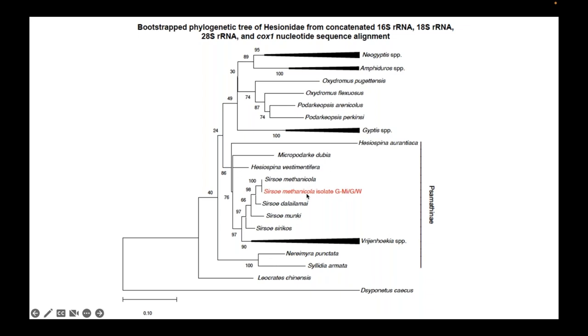So there are other Sirsoe species that are related to the ice worm, and they do not inhabit methane hydrates; instead they inhabit whale falls, seeps, and hydrothermal vents. And Sirsoe methanicola, the ice worm, is most closely related to, and a sister species of, Sirsoe dalailamae. I tried looking for pictures of its sister species, but I couldn't find any on the internet.